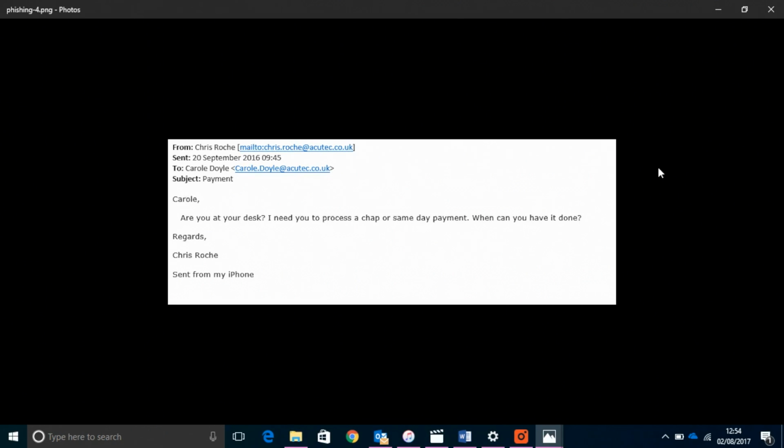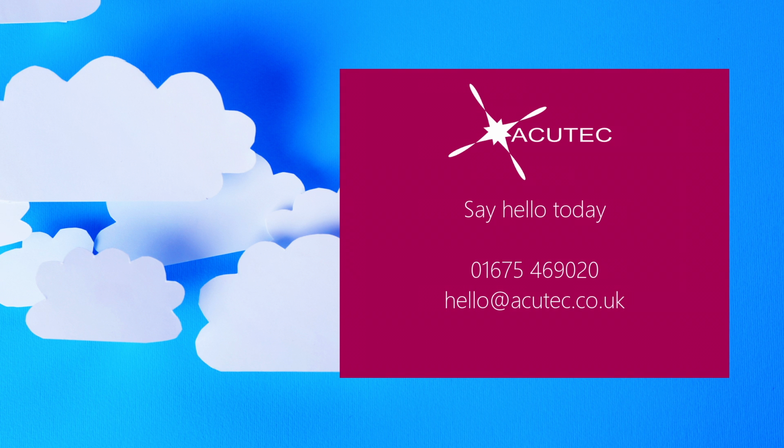When on the lookout for phishing emails, make sure you always take the context into consideration and don't open an attachment or a link if you're not sure. So that's how you spot a phishing email.